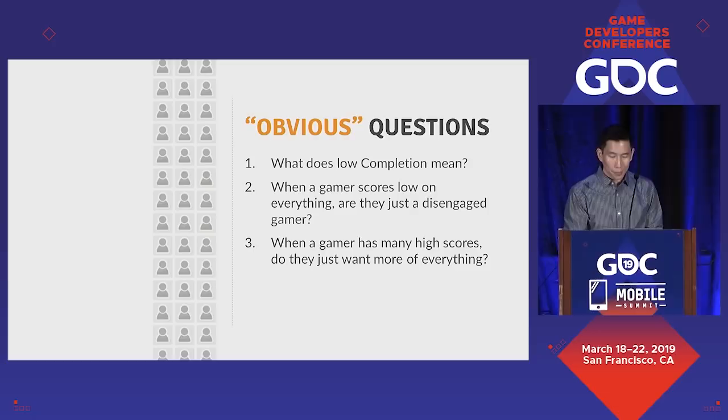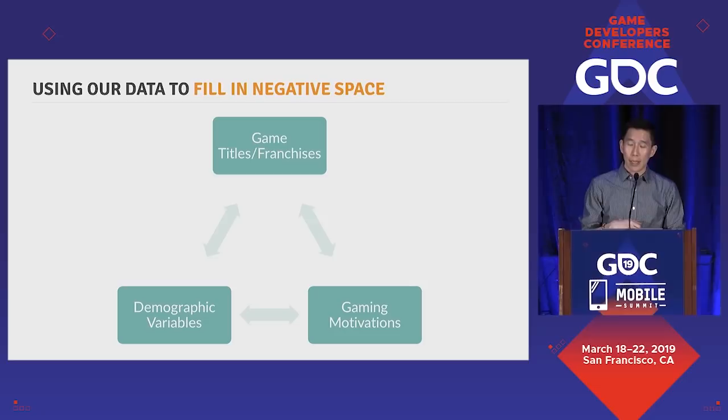In our data, we have a way of filling in that negative space empirically. To date, over 400,000 gamers have come and taken our gamer motivation profile. Gamers take a 5-minute survey and they receive a personalized report of how their motivations rank relative to other gamers. Alongside the gaming motivation scores, we also ask gamers their demographics and specific game titles that they've enjoyed playing. So we're able to pivot between these three variable sets.